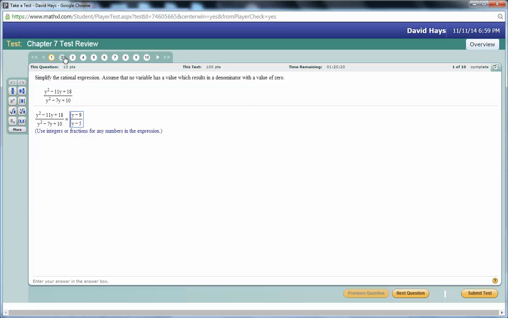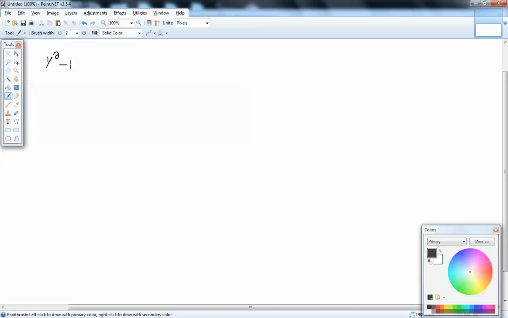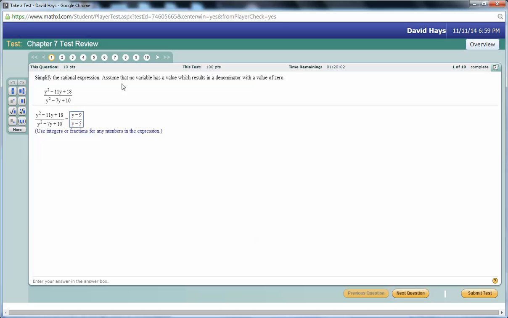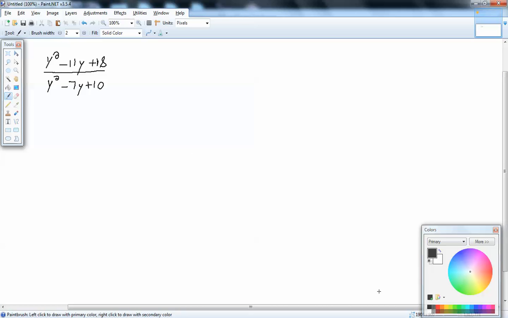Okay, y squared minus 11y plus 18 over y squared minus 7y plus 10. And the instructions are to simplify this. Well, to simplify it, step 1, factor the top, factor the bottom.